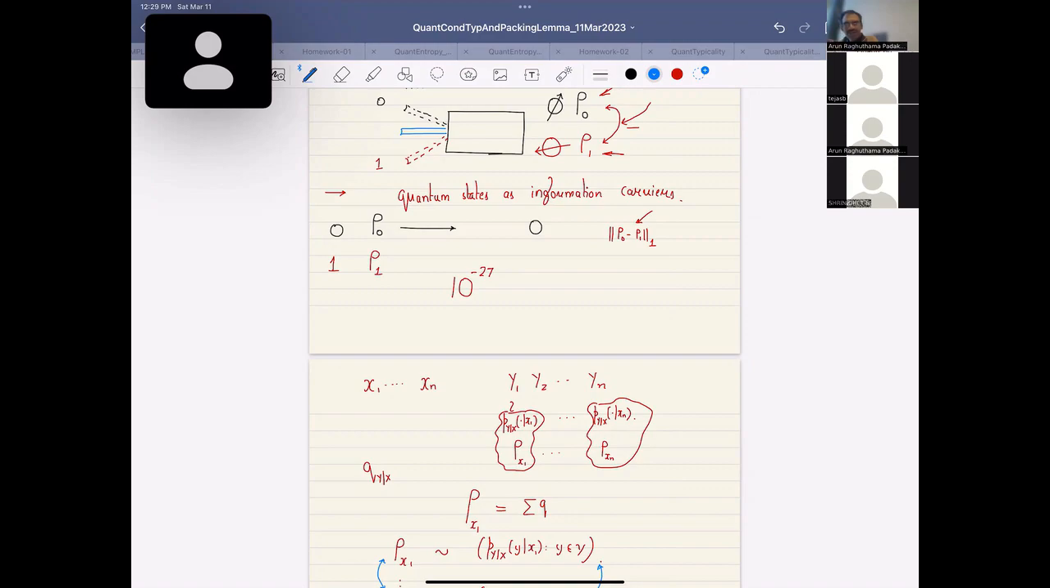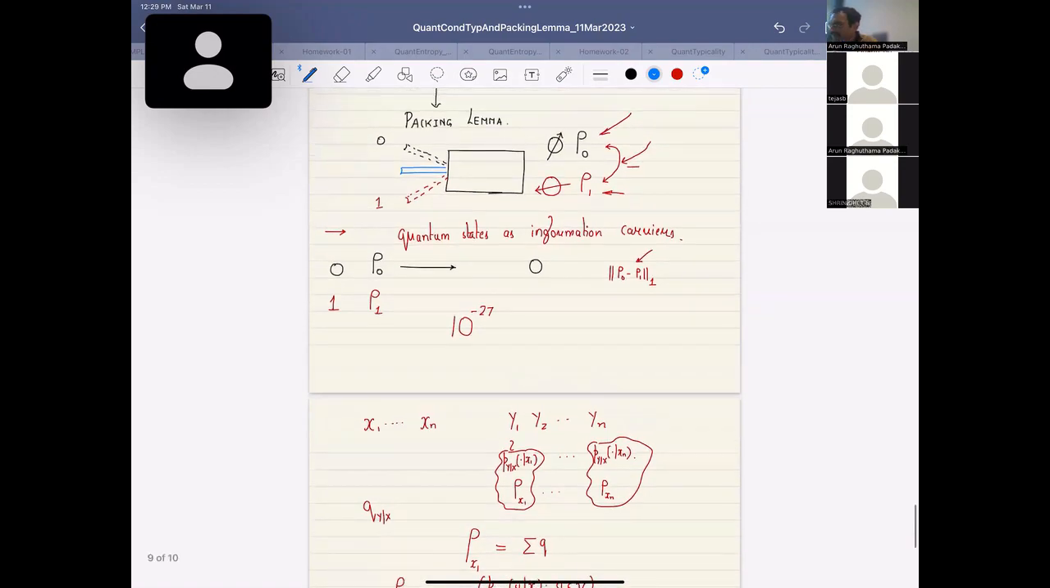Immediately after this, I will do a little bit of chapter 20. I'll motivate chapter 20, and then we'll go to the packing lemma, and all of this picture will tie up. You will see why the conditional quantum typicality is needed, what is meant by the packing lemma, and what this problem of quantum states as information carriers is. So all of this will fall into place.